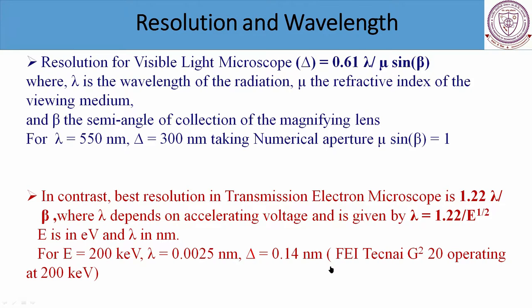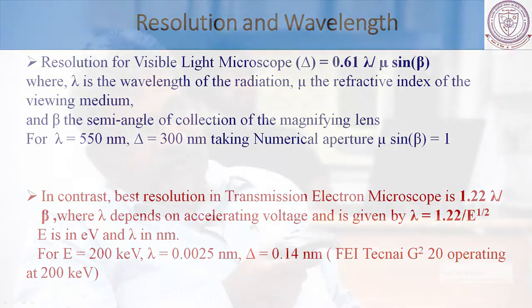Is this the limit? No, it is not the limit. The best machine can really have of the order of 0.05 nanometer, meaning thereby around 0.5 angstrom. That is the classical achievement of the last couple of decades only. We do have in the country some transmission electron microscope machines that can really resolve this, particularly for the oxide system.